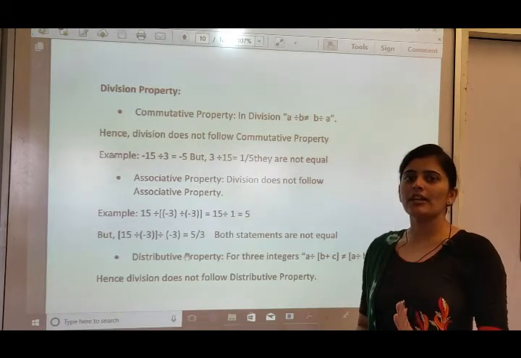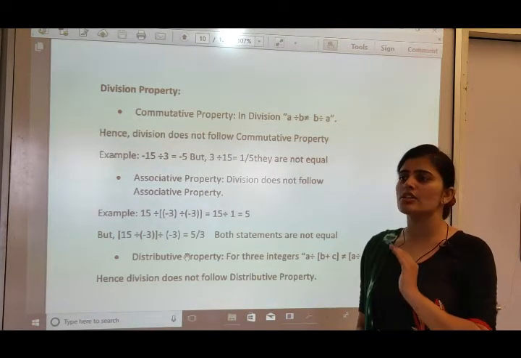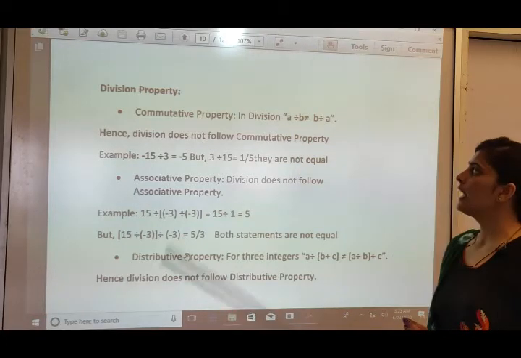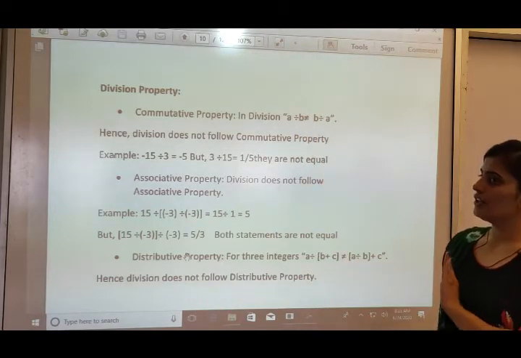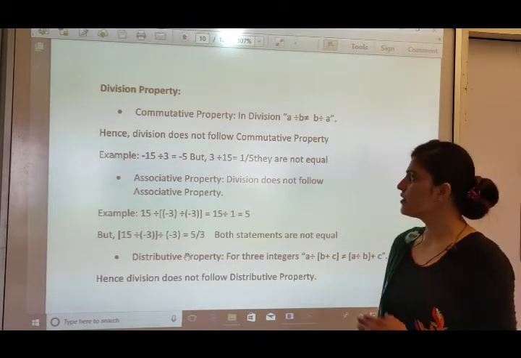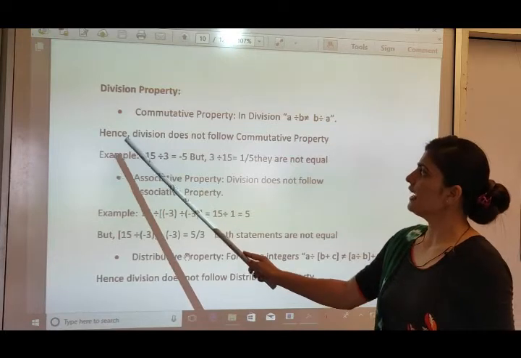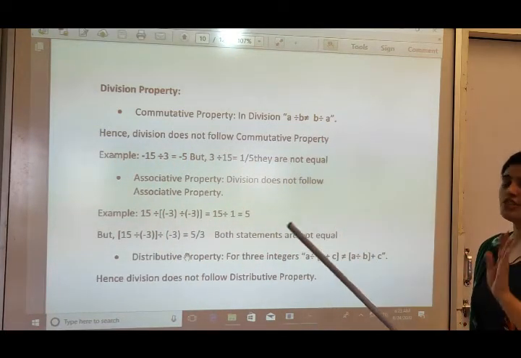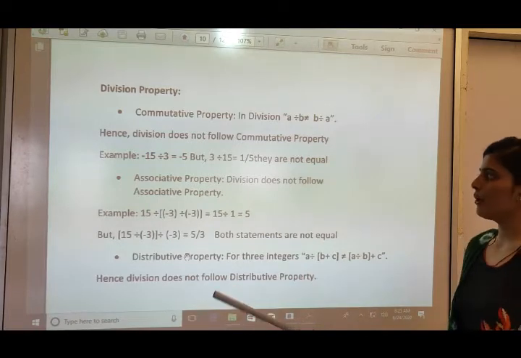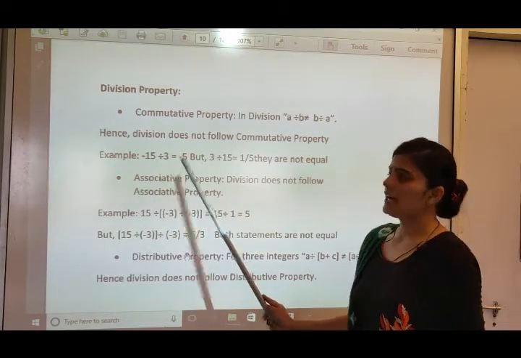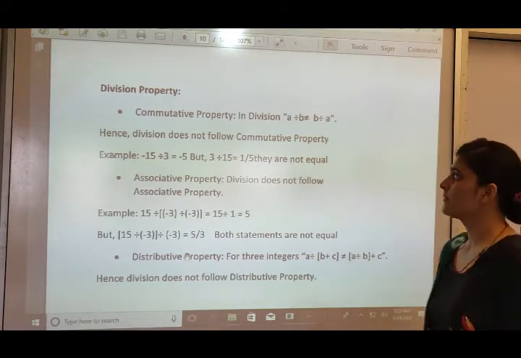Now for multiplication, a multiplied by b was equal to b multiplied by a. But for division, a divided by b will not be equal to b divided by a. Why? Let us see. Hence, division does not follow the commutative property. Example, minus 15 divided by 3, the answer will be minus 5.